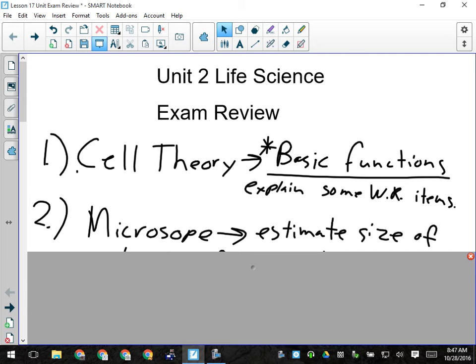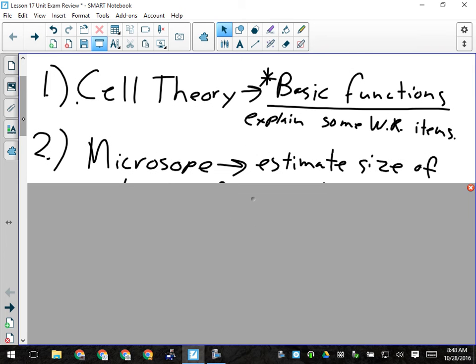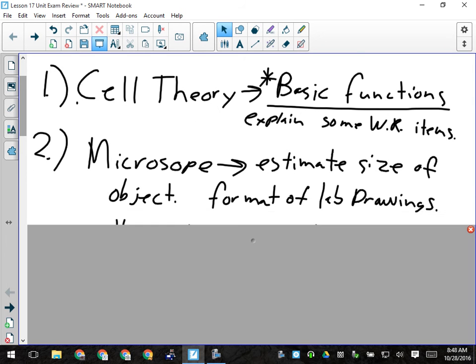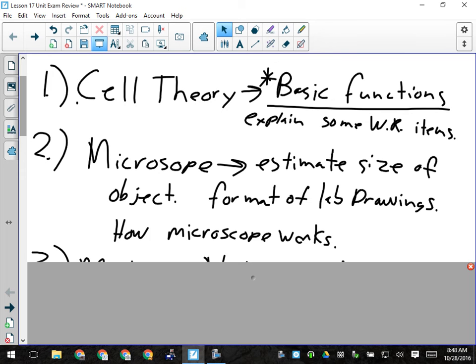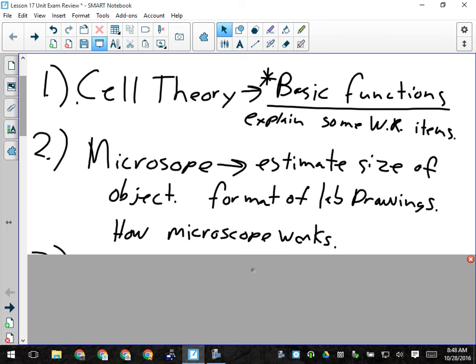You may be asked to critique a diagram, like what's wrong with this one, as opposed to having to draw it, because that's just not an effective use of time on the test. So definitely that. There could also be a few questions about use of the microscope, format of lab drawings, things like that. And how the microscope works, since we did a lab where we investigated that, the refraction of light and stuff.